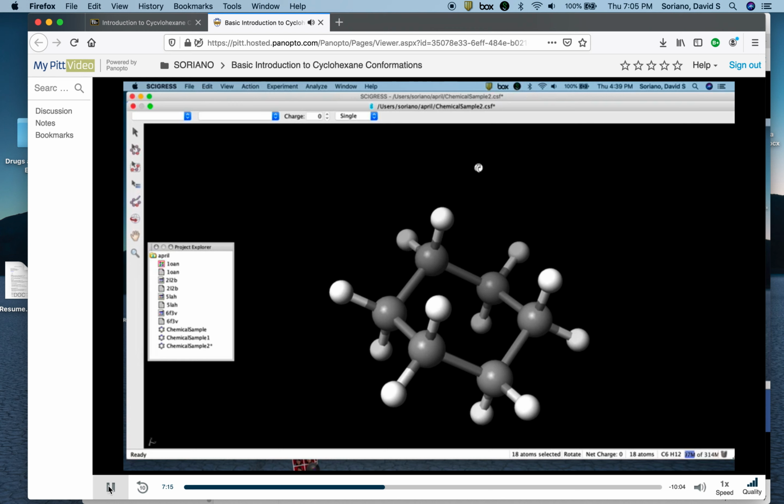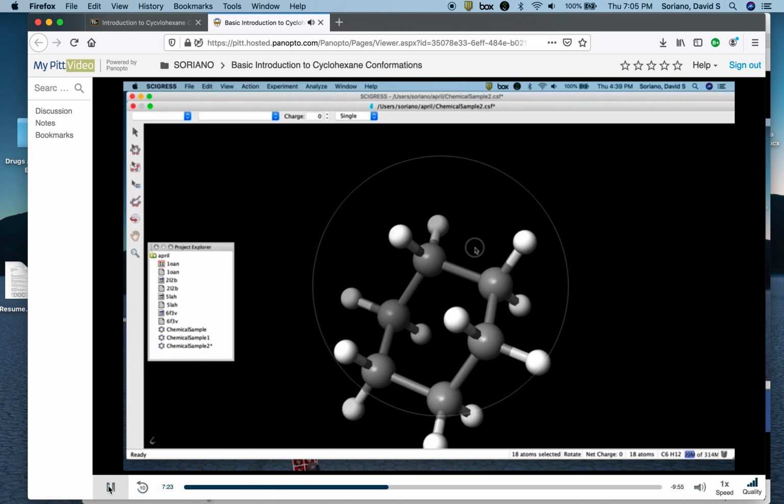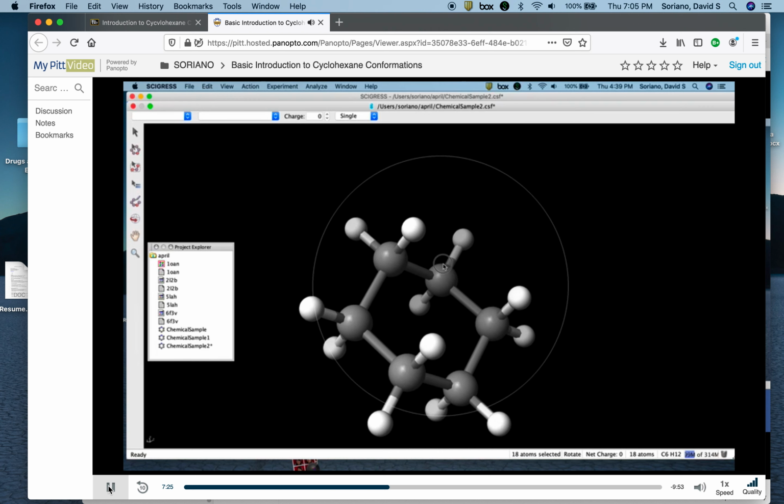Now, as your groups get bigger than hydrogen, they're going to start bumping into each other, and that's not a good thing. So you see, you've got 3 above, and then I'm going to flip this around, 3 below.